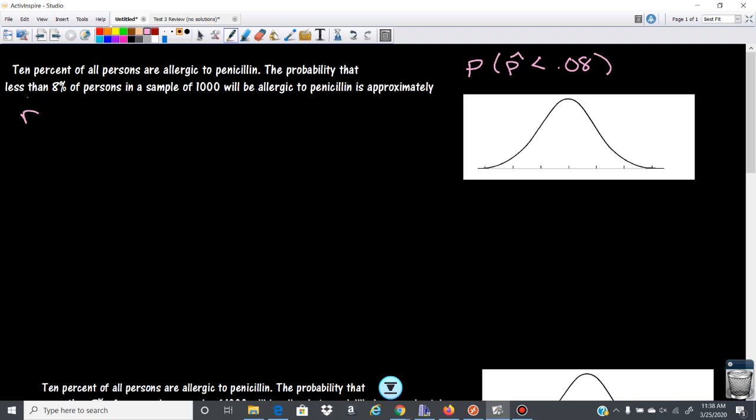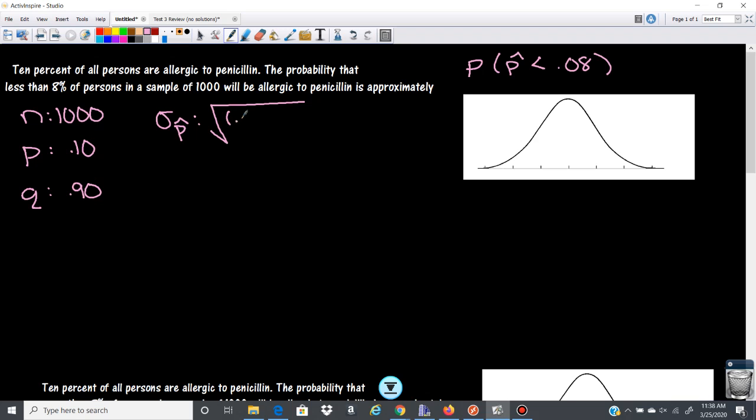So we are given a sample size of 1,000. Our P is 10% of people that are allergic. So if 10% of people are allergic, then 90% of people are not allergic. That's going to be our Q, 0.90. Let's go ahead and find that standard deviation. So the standard deviation of P hat is given by the square root of PQ, so 0.10 times 0.90 divided by our sample size.